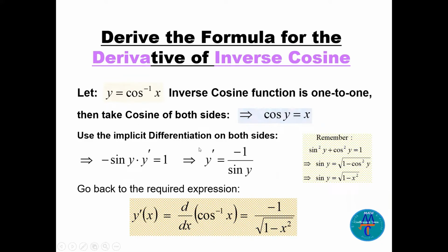Cosine of y is equal to x. Find the derivative: minus sine of y times y prime is equal to 1. Y prime will be -1 over sine of y. Sine of y, we can find from here as square root of 1 minus x squared. So the derivative of inverse cosine of x will be -1 divided by square root of 1 minus x squared.